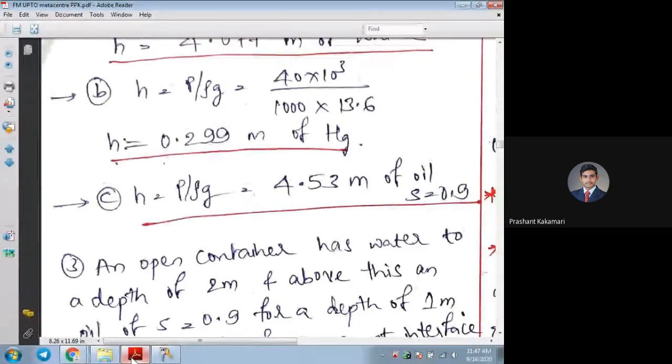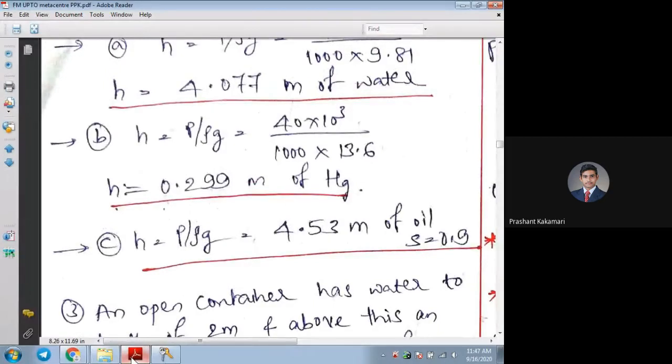Or I can go for water rather than oil, because oil is also costly. I have to fill the tank up to 4.53 meters for oil, then I can produce the pressure at the bottom of 40 kilopascal. But water is less costly, freely available at very, very low cost. I can go for water. I can prepare a head of 4.077 meters of water so that at the bottom I can produce a pressure of 40 kilopascal. So like this, by using various densities of fluids, one can prepare the required head or the required pressures.